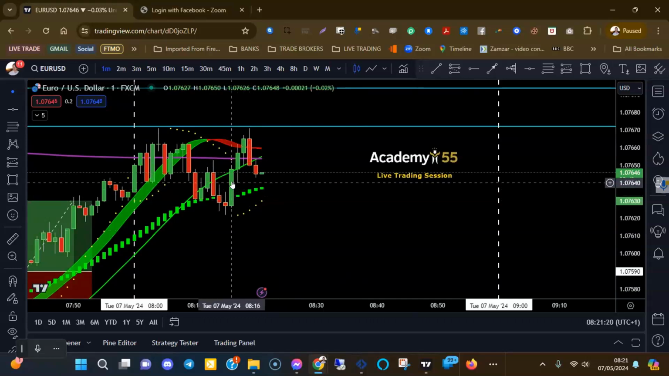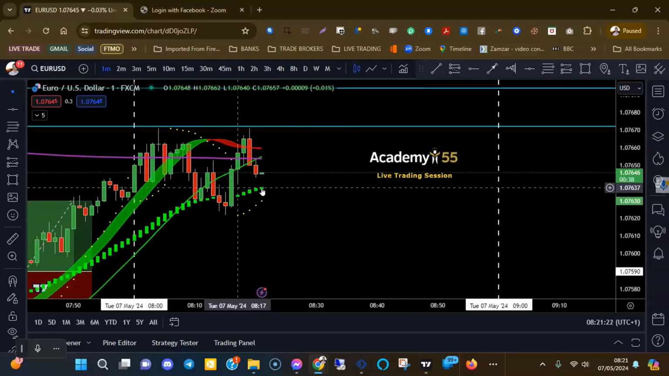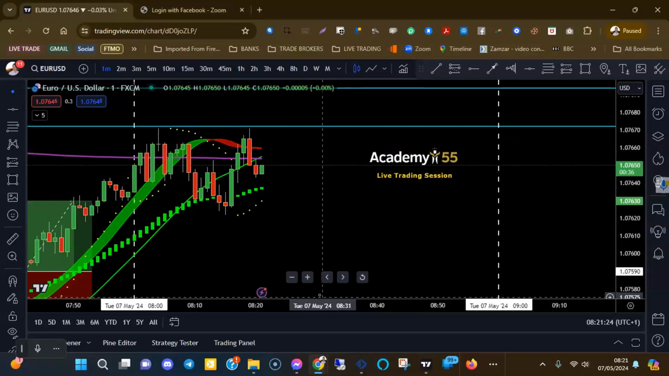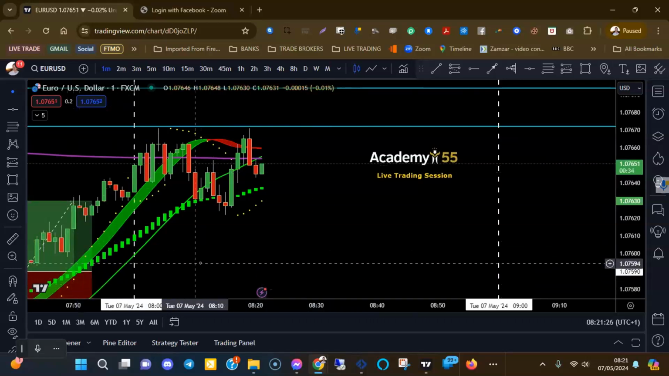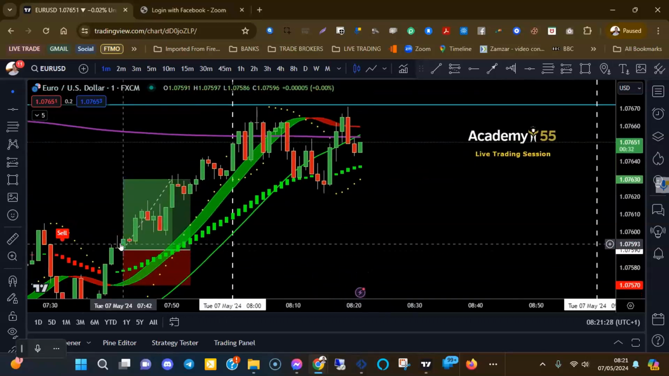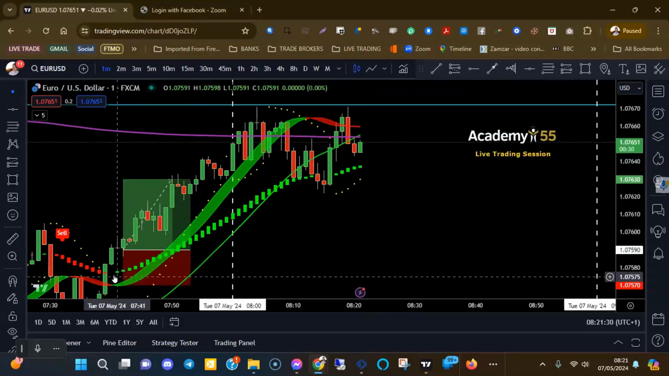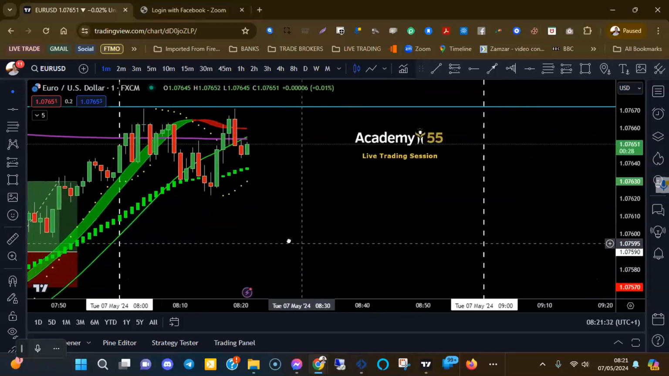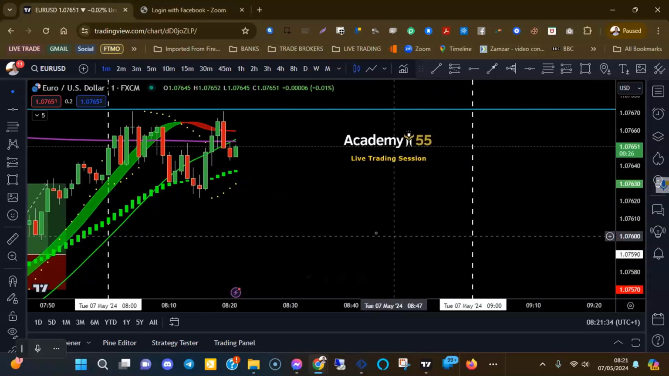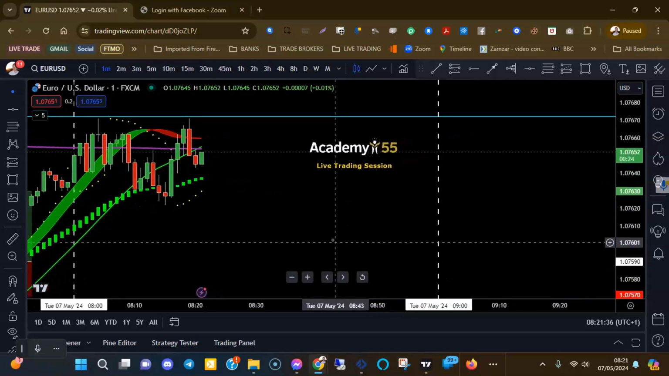As we've got imbalance down here that needs to be filled. And like I say, we have a little bit of imbalance here and here that need to be filled as well. Depends when they want to do it. If only there was an indicator to tell you when they wanted to do that, we would be millionaires.